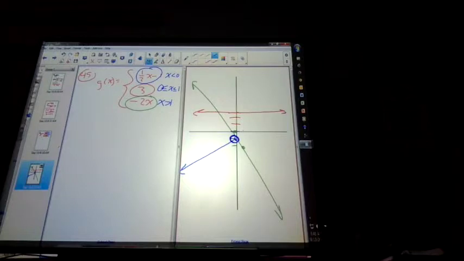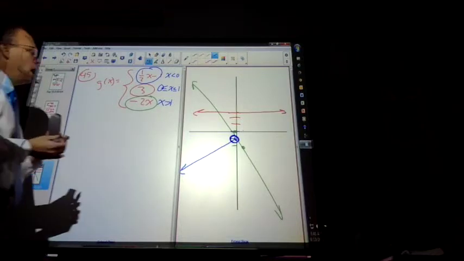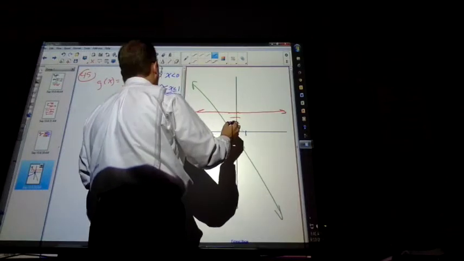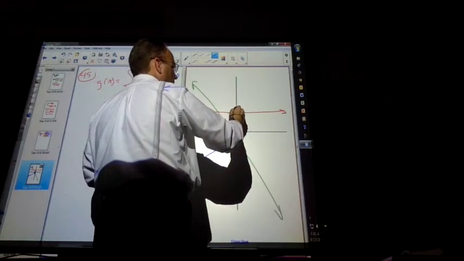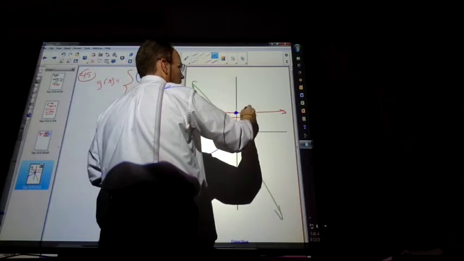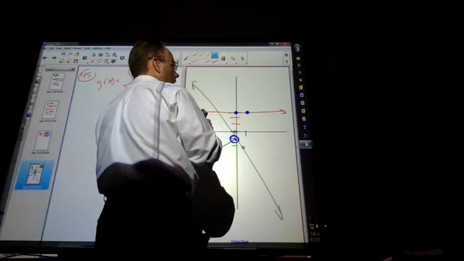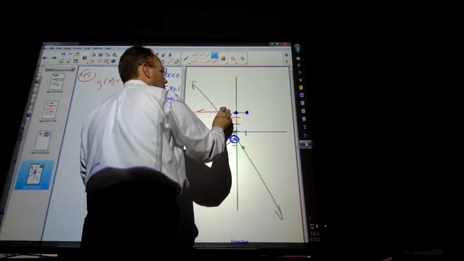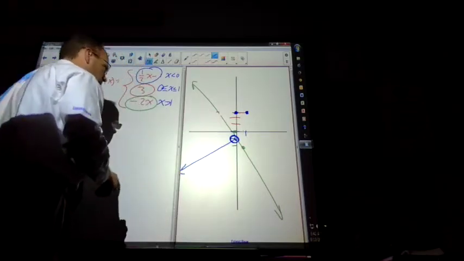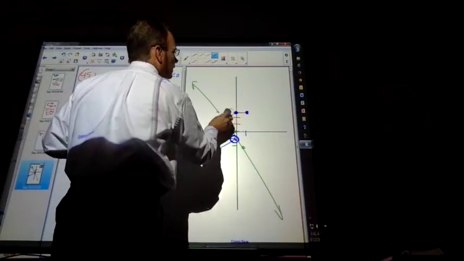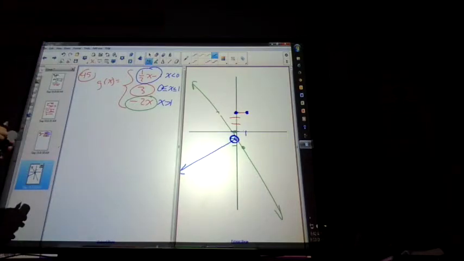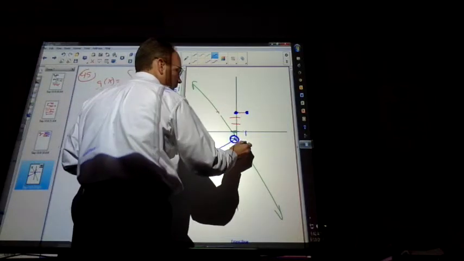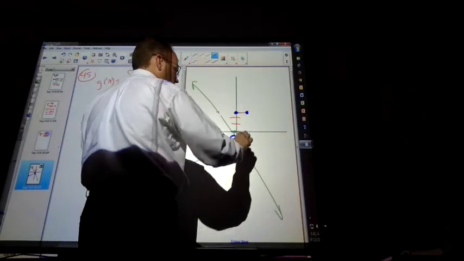Let's go to the red line. I want between what and what? 0 and 1. So if 1 was here, and it looks like I'm going to have a closed dot here, as well as a closed dot here. And I realize it's blue, but I think you get the idea. I'm going to erase the rest of that line. Okay? And then as far as the green goes, I want greater than 1 in the x direction. So it's going to be an open dot right here, going that way. I'm going to erase the rest of it.